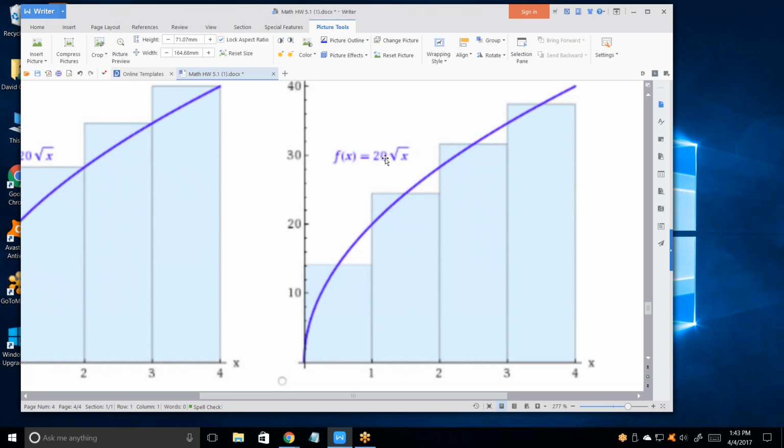Well, and to figure out what f of 0.5 is, I'd plug it in. In other words, f of 0.5 is 20 times the square root of 1/2. That's what f of 0.5 is. Notice that it appears to be at about 14, but it's not going to be 14. It's going to be some decimal number.